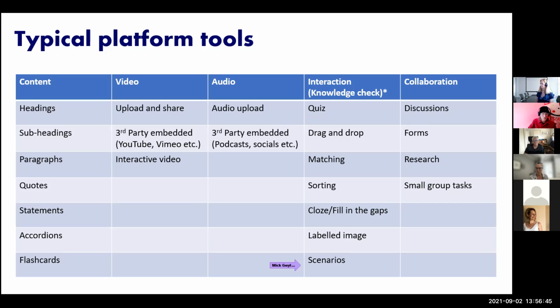Then we've got collaboration things like discussion forums or surveys, students who do some independent research, or even some small group work tasks that you can farm out to various tools like Office 365 or Google. So they're pretty much typical tools that you'll see in all learner management systems. So the trick then is to work out how you might write for those.